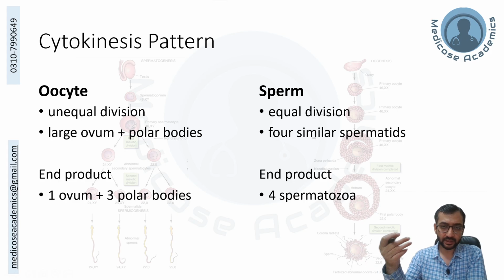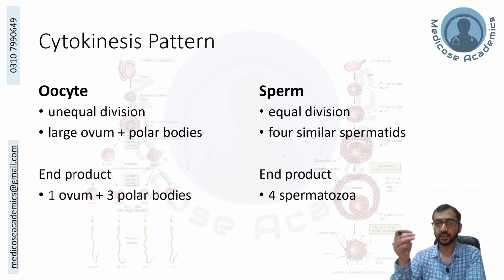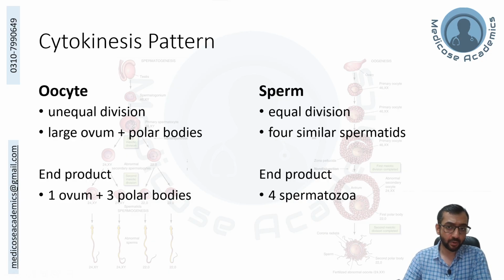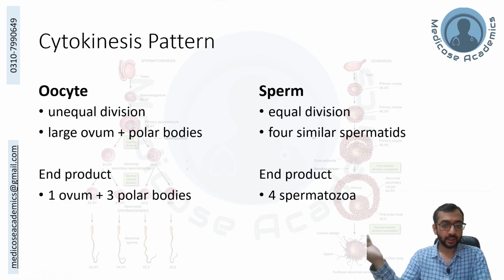Cytokinesis is the breakage of cytoplasm and distribution of material. The oocyte has an unequal division. You get a large amount of cytoplasm in one ovum and a polar body, and the same occurs in the second meiotic division. So you get an ovum with a maximum of 3 polar bodies. Sometimes you get 2 polar bodies because the first polar body is not sufficient to divide. So you get the first polar body from meiosis 1 and the second polar body from meiosis 2. If the first one does divide, then you have 3 polar bodies.